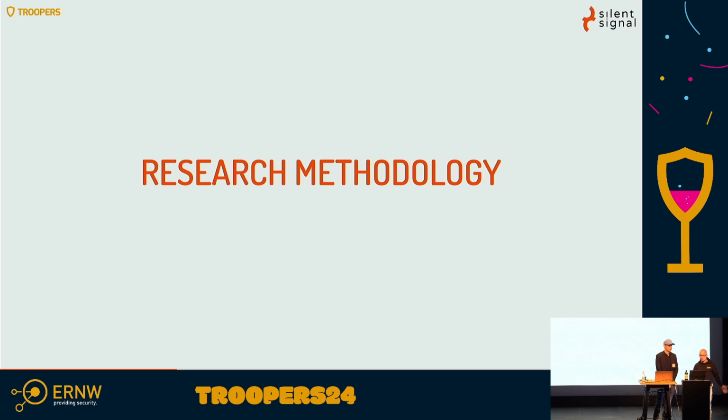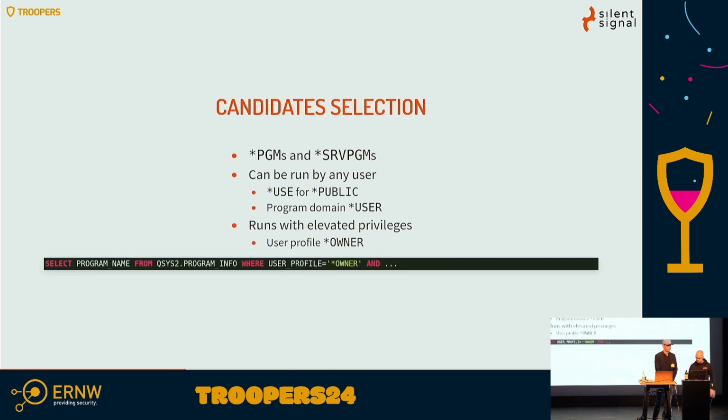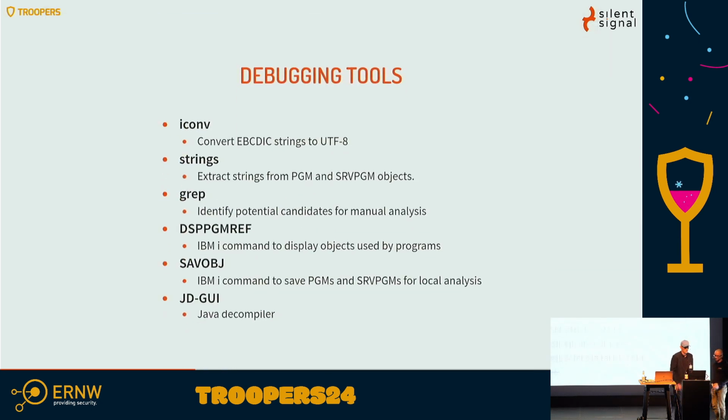So let's talk about research methodology a bit. To harvest some low-hanging fruits, we can use the integrated database that I talked about before to filter program objects that can be executed by anyone and run with owner privileges. And now Zoli will show you how to check the selected candidates for library list-related vulnerabilities. Yeah, thank you.